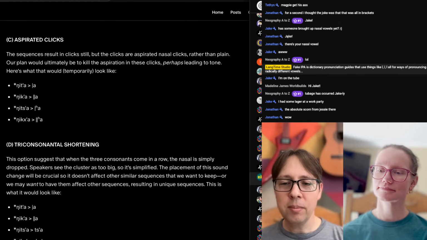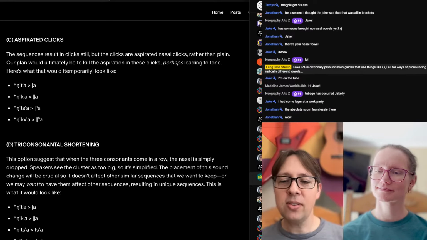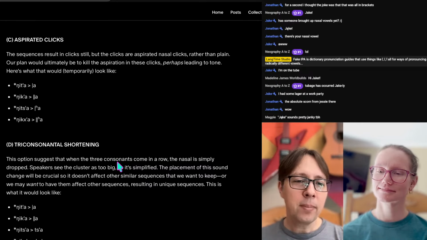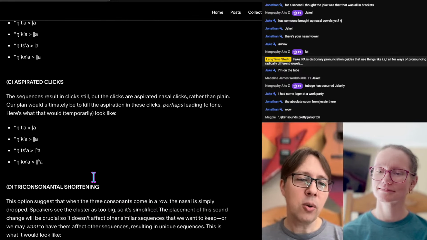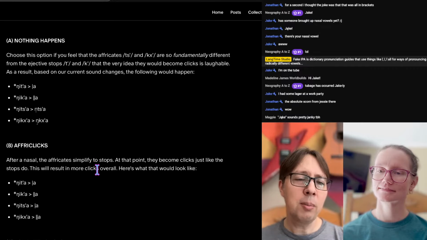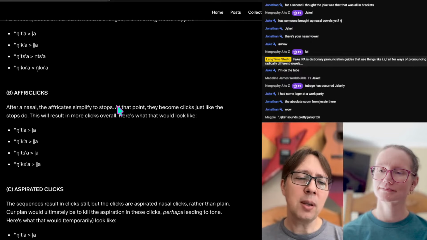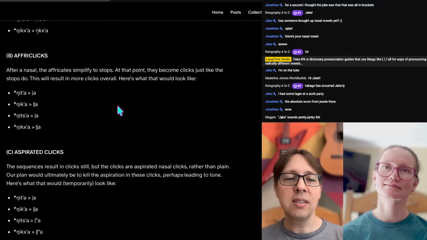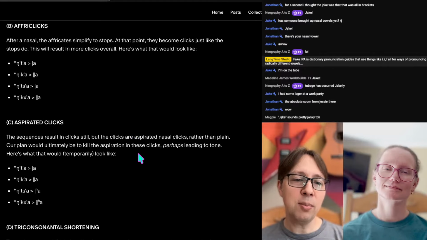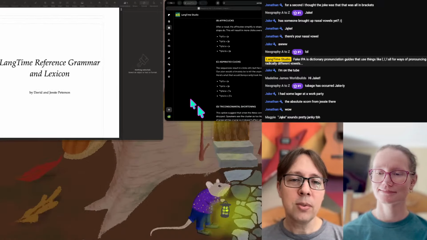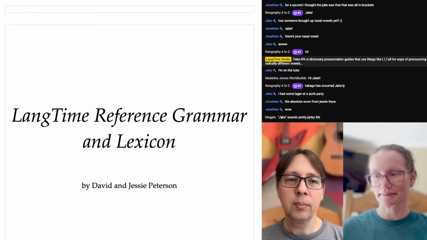Anyway, you can probably guess what the winner was. I believe triconsonantal shortening was the least popular. Next was actually the affriclicks. I don't know why people didn't like that. Nothing Happens came in second place. But all of these were distant second, third, and fourth places to the aspirated clicks. So the aspirated clicks have won. So we're going to have to find something to do with them to get rid of them.